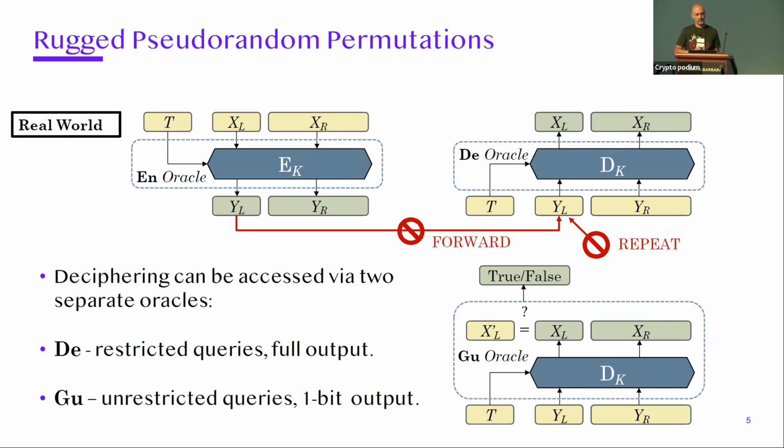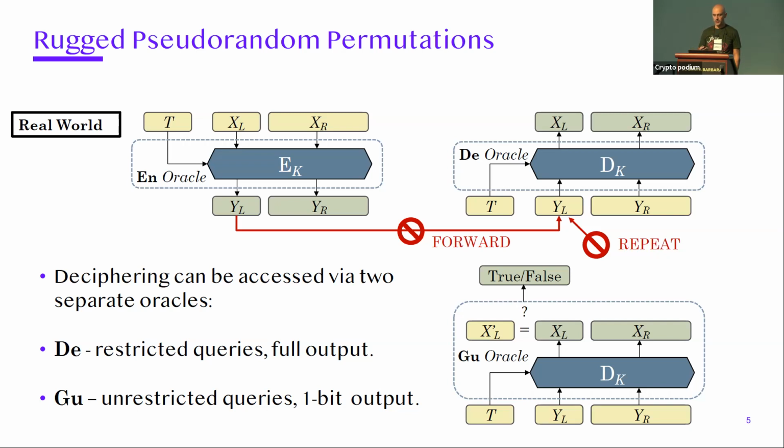So to recap, deciphering can be accessed by the adversary in two separate ways. We have the deciphering oracle on the one hand, which has restricted queries but returns the full output. And then we have the guess oracle, which has unrestricted queries but returns only a single bit of information. And these give two ways of interacting with the deciphering algorithm. Then that's the real world.